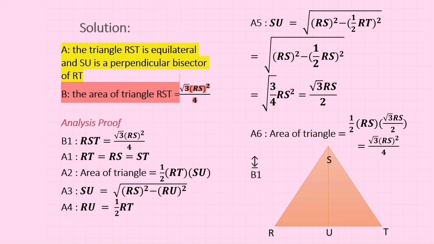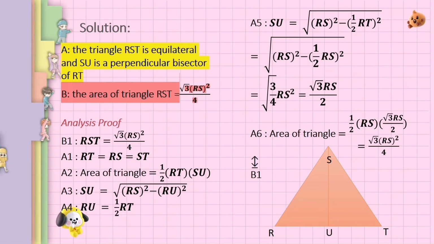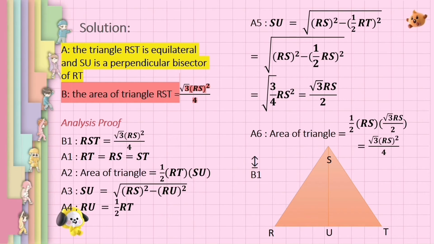For the solution, we do the same things as in the previous example. We identify statement A and statement B, and then we draw a triangle to show what it looks like. We write B1: the area of triangle RST, which is square root of 3 times RS squared over 4.